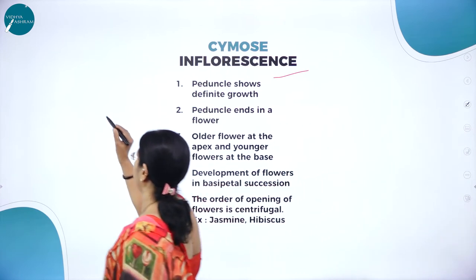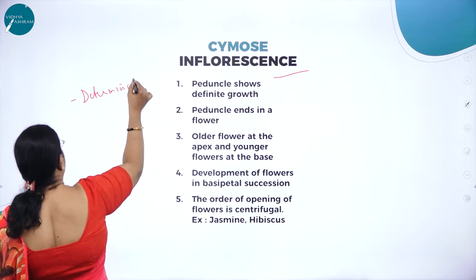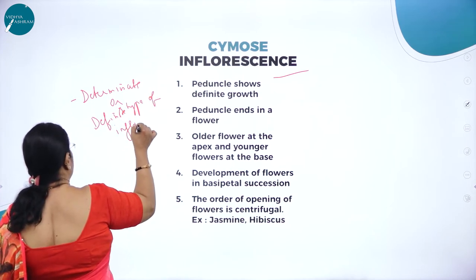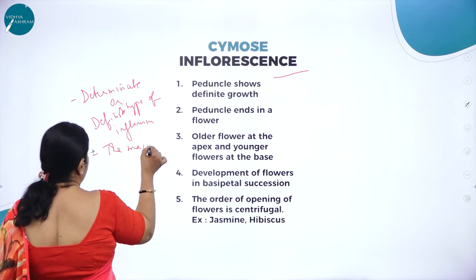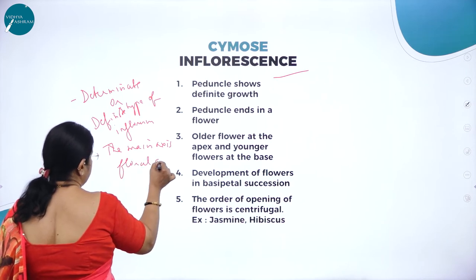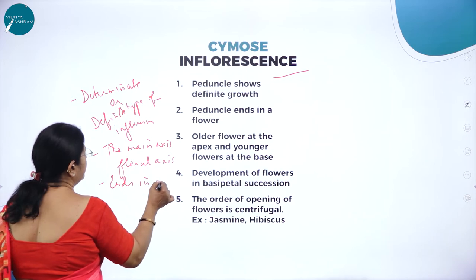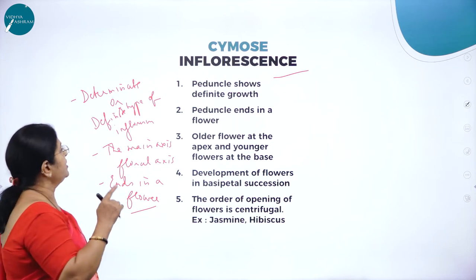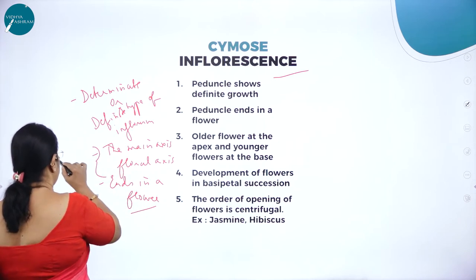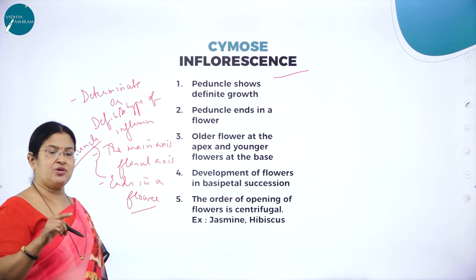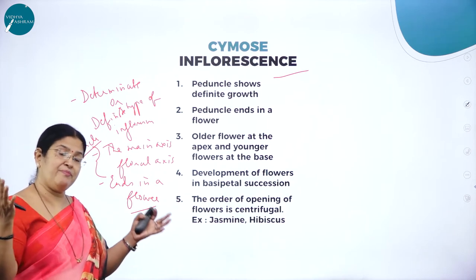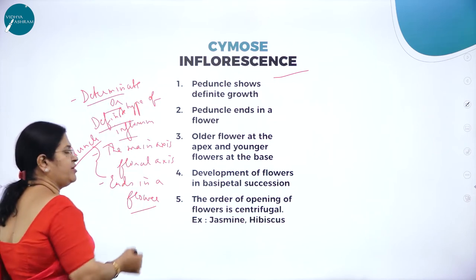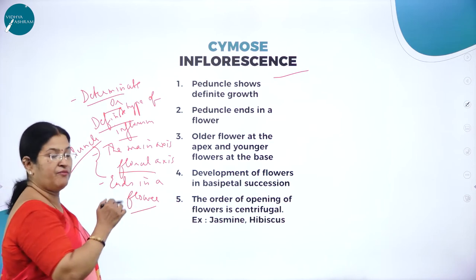Cymose inflorescence is also called what? Determinate or definite type of inflorescence. Here the main axis, called the floral axis, ends in a flower. In racemose inflorescence, the main axis will not end with a flower. What do you call the main axis of a flower? Peduncle. The stalk of a single flower is called pedicel. The stalk of a bunch of flowers or a cluster of flowers, where we use the word inflorescence, is called peduncle. So this is also called determinate or definite type of inflorescence, where the main axis, called the floral axis, will end in a flower.